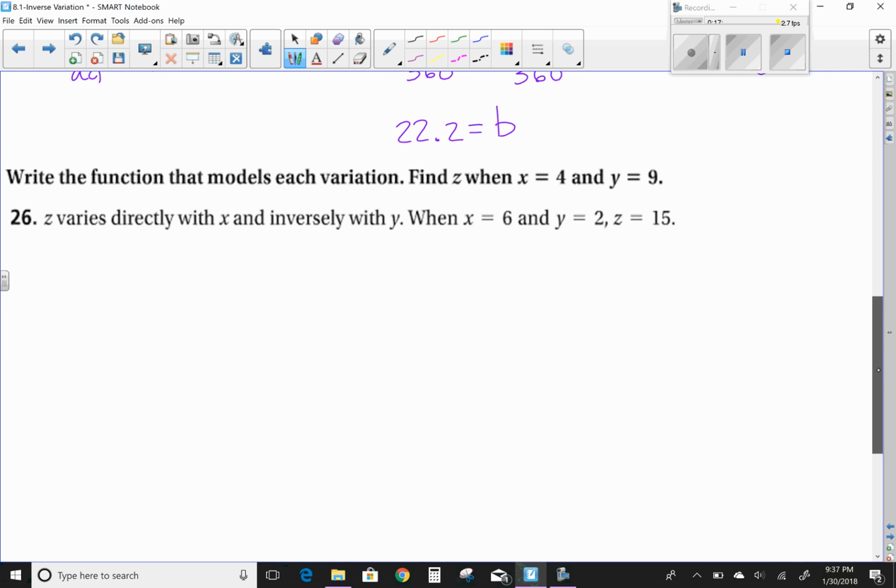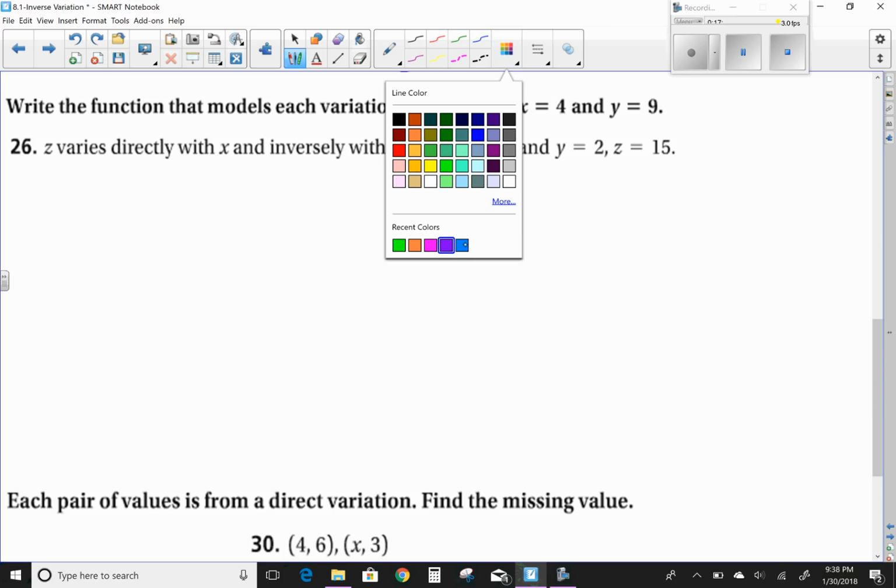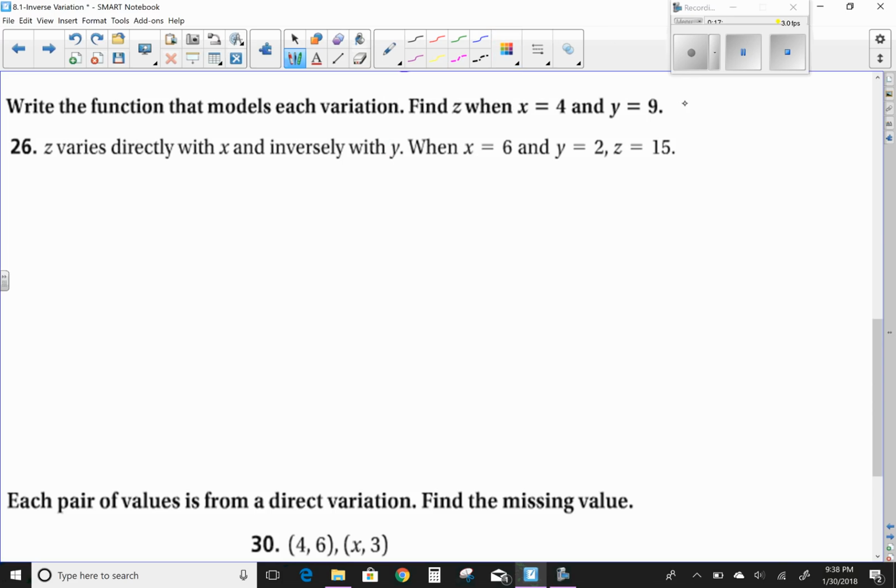I have 2 more examples of problems because I wanted to make sure you knew how to do these in your homework. Okay, this problem here: write the function that models each variation. Find z when x equals 4 and y equals 9. So when you get to 27 and 28 and you don't know what to do, come back to this video and look at this, because these have the same directions. These directions right here apply to 27 and 28. These directions inside here are what make each problem different.